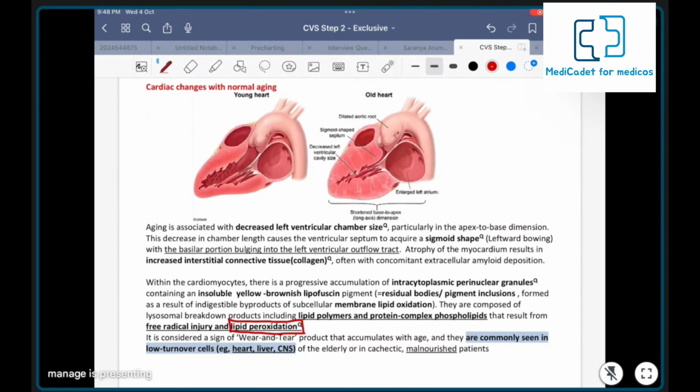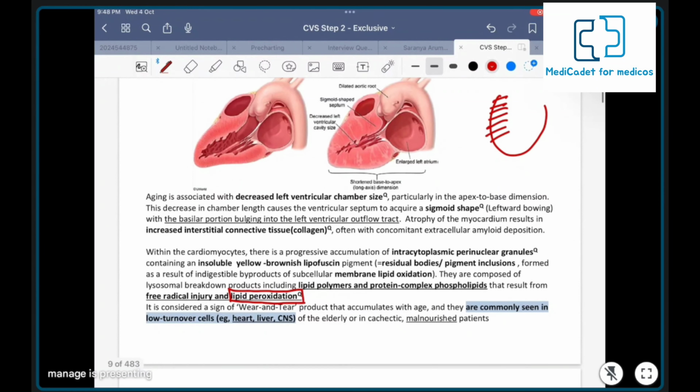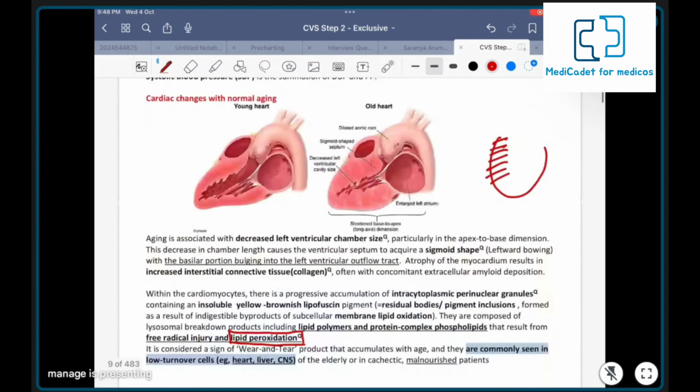So here are the cardiac changes in the aging heart. Most of the things you would have memorized by now, but I will tell you the things where you will make mistakes. In the aging heart, first the cardiac myocytes die. To compensate for the dying cardiac myocytes, the remaining myocytes will hypertrophy. Also, some collagen will start to deposit in between the myocytes.